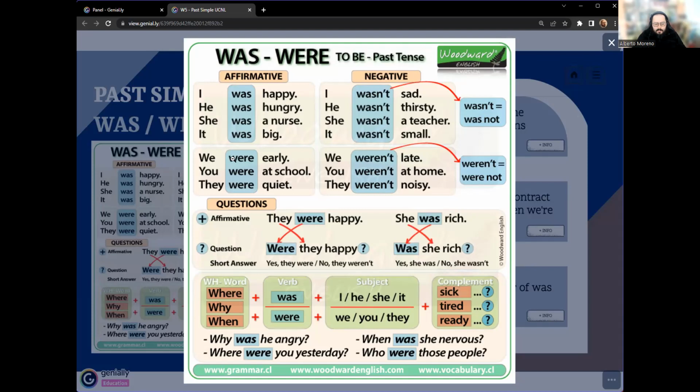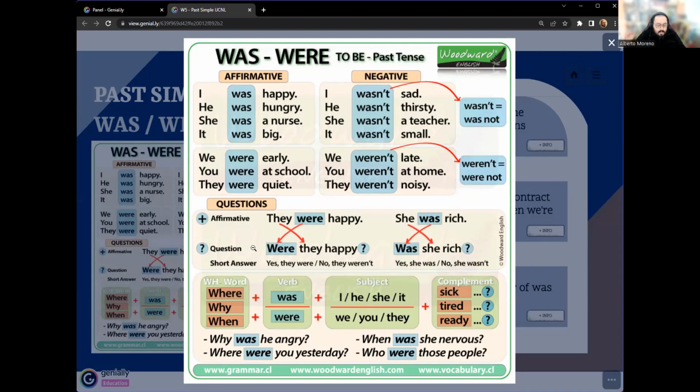Y bueno, ya saben, para los plurales we, you, they, vamos a utilizar weren't. We weren't late, you weren't at home, they weren't noisy. Recuerden que weren't es lo mismo que were not. Y si utilizamos were not también es correcto.